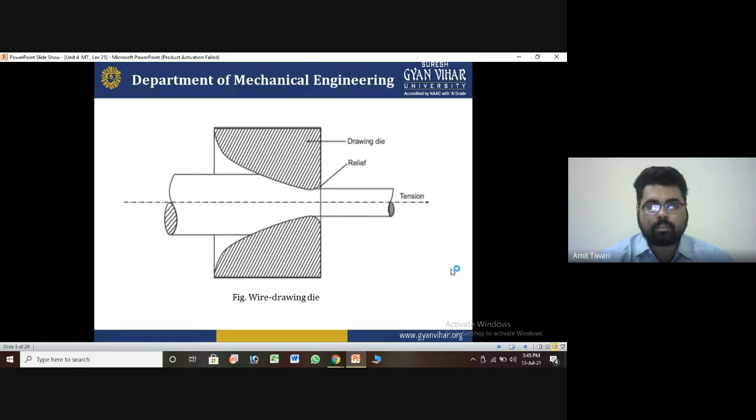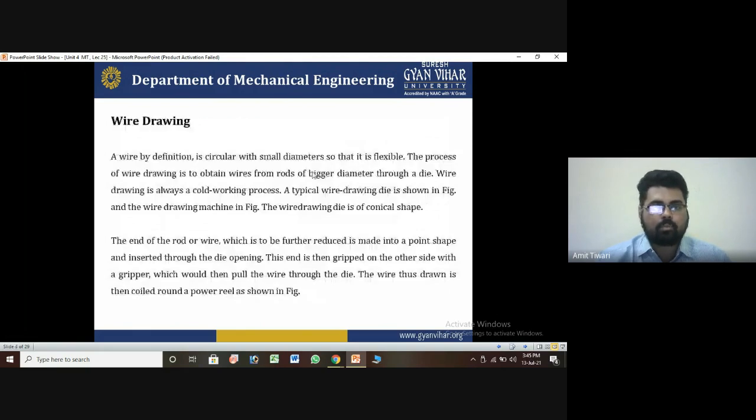You can see in this diagram a wire drawing operation. The drawing die is placed, and inside it the workpiece is pre-placed, and we apply force to reduce the diameter. This is the larger diameter, and by applying tensile load you can see the diameter is reduced and we form a thin circular section like this. So this is the basic principle of wire drawing.